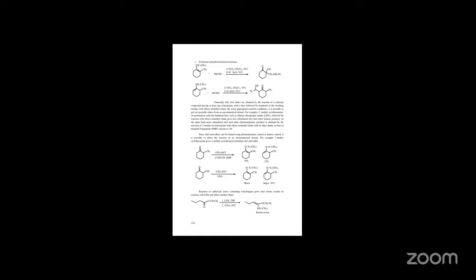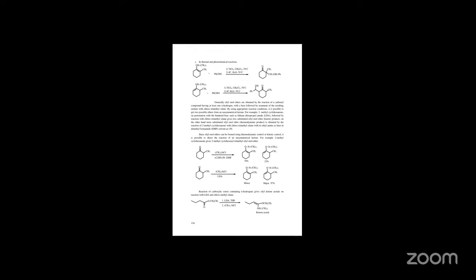When silyl enol ether reacts with an aldehyde, the silyl enol ether is the source of the alpha carbon anion. This alpha carbon anion reacts with aldehydes, then gives beta hydroxy carbonyl compounds. So here addition takes place.